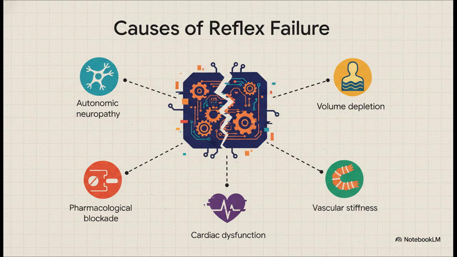But this elegant system can fail. And there are really 5 key points of breakdown that we need to be looking for. Things like damage to the autonomic nerves, simple volume depletion, certain medications that block the reflex, age-related vascular stiffness, or even an underlying heart problem. These are the root causes we're hunting for.